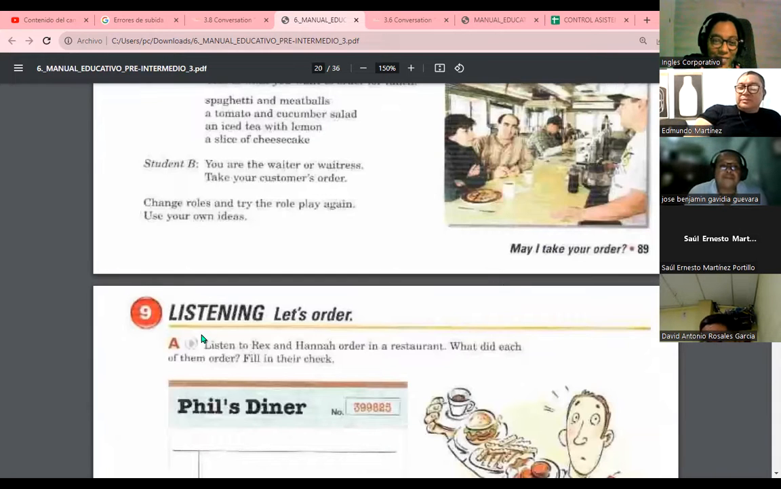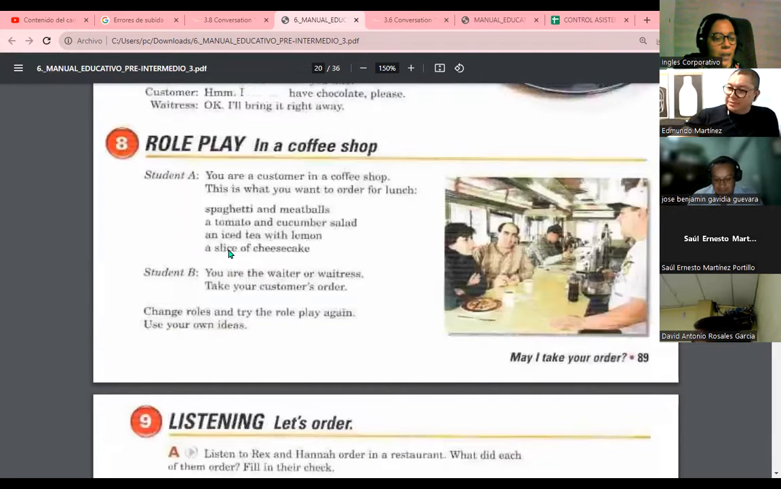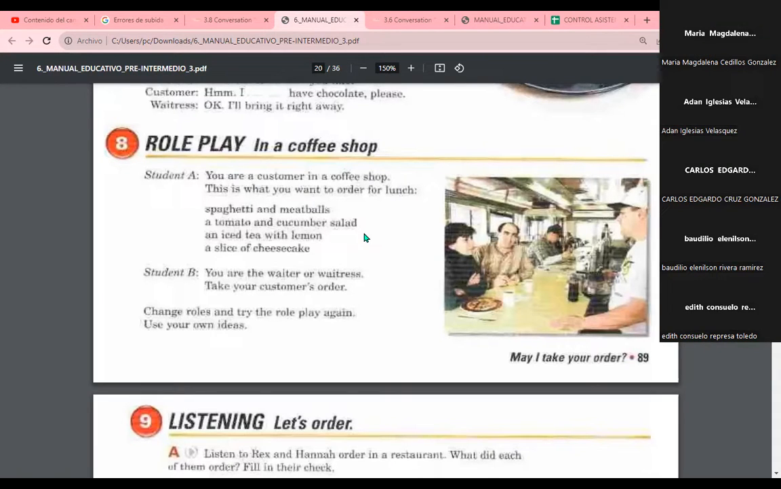Okay, let's see. O sea, usted va a preguntar, ¿verdad? ¿Qué te gustaría comer o qué te gustaría ordenar? Usted va a decir, aquí está el menú, okay, cuando se le dan el menú, right? Okay, tenemos en nuestro menú spaghetti and meatballs, a tomato and cucumber salad, aquellas personas que son fits, ¿verdad? And iced tea with lemon, a slice of cheesecake. Muy bien, mire las opciones que tenemos. Okay, what would you like to eat for dessert? ¿Qué te gustaría comer como postre? Okay, I will have a slice of cheesecake, okay? Muy bien, ¿sí me voy a entender? Eso es lo que estamos haciendo, muy bien.